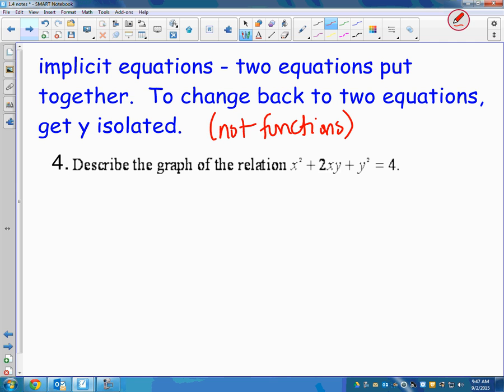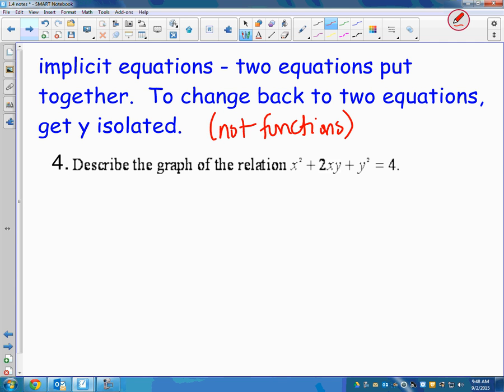We're going to do a lot more with implicitly defined equations as we get further in this book, like next semester. But for now, all they want you to be able to do is tell me what these graphs are made up of. Figure out what are the two equations that make this up. And so the key idea there is we want to try to solve that for y, which sometimes is easier said than done.